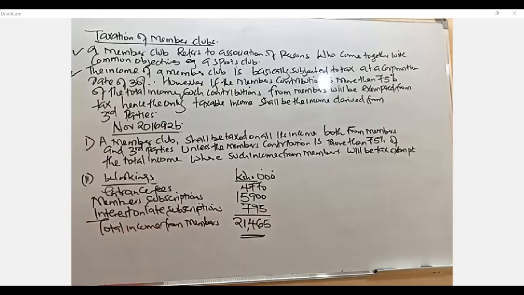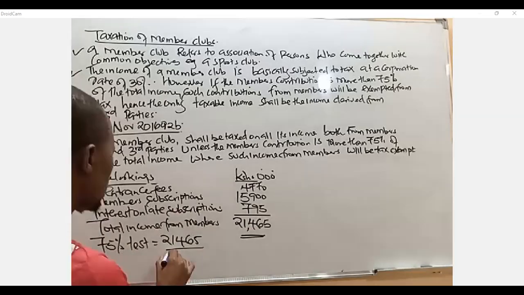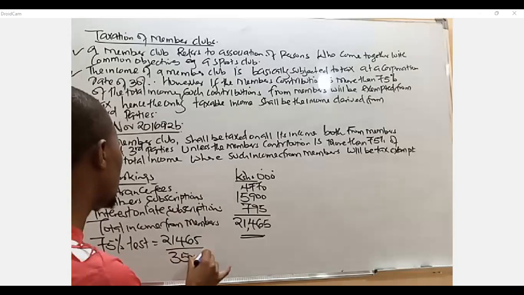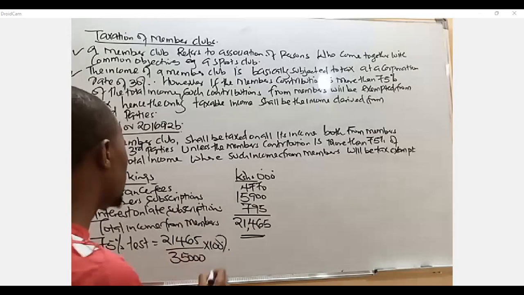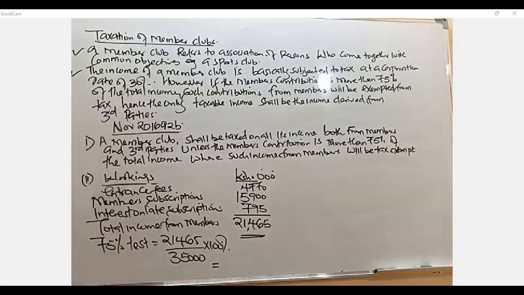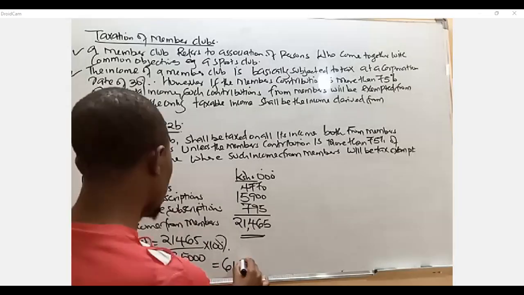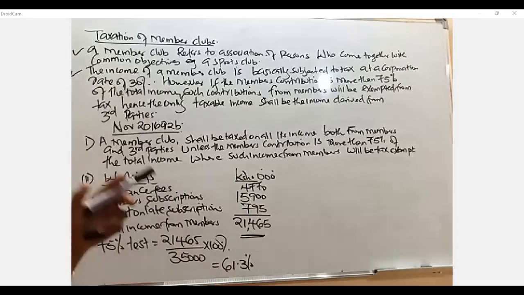So to calculate your 75% test, you take the total income from members, which is 21,465, and divide by the total income. The total income as per the question is 35,000, times 100%. I'm getting around 61.3%, which is less than 75%, and therefore it should be subjected to taxation.